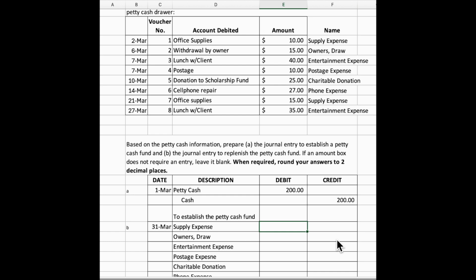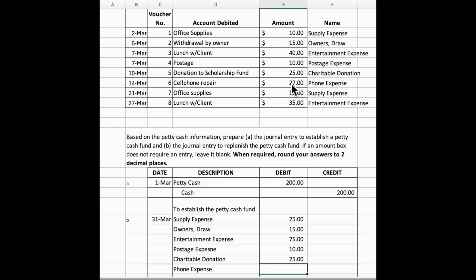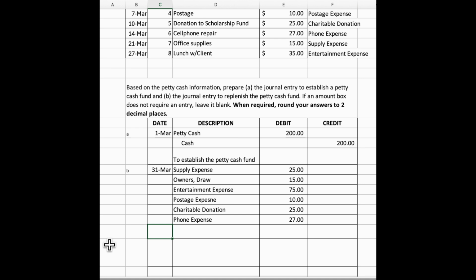So now what we're going to do is add what those expenses are. In this case, it's this one plus this one. So both of those are a supply expense. We add both of those. For owner's draw, there was only one of those. For entertainment expense, again, there were two lunches with the clients, so we're going to add those together and make them one entry. There was one entry for postage, one entry for a charitable donation, which was the scholarship fund, and one entry for the phone repair expense, and that was it for all of those expenses.